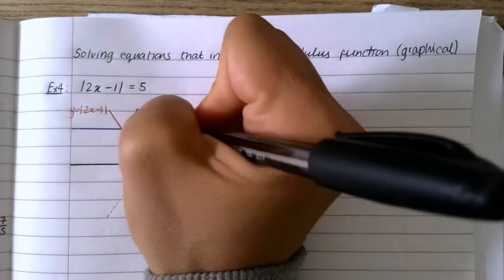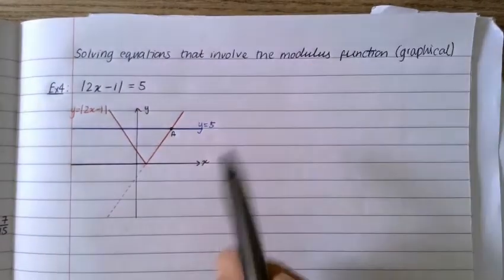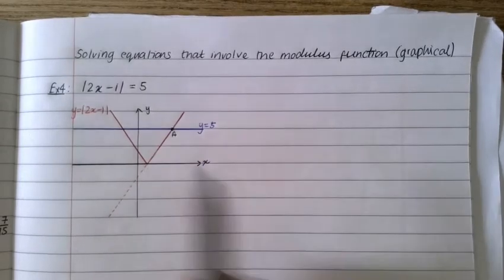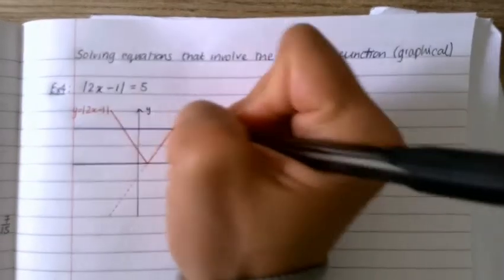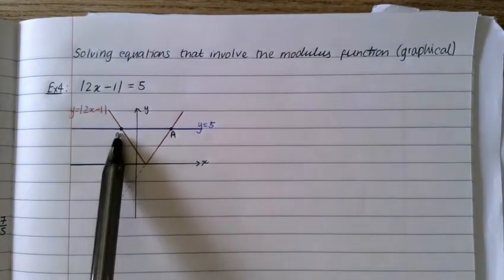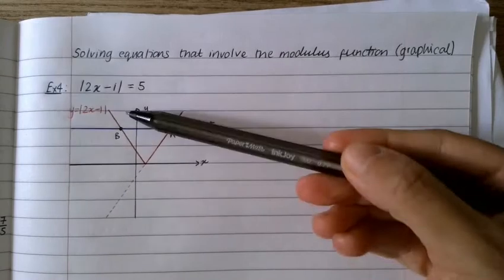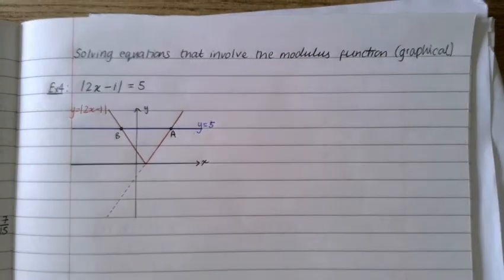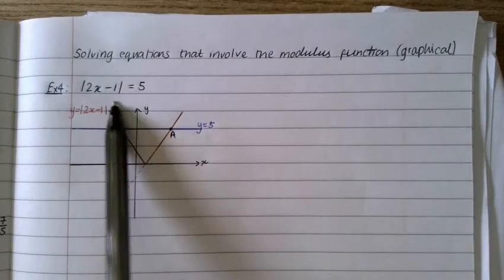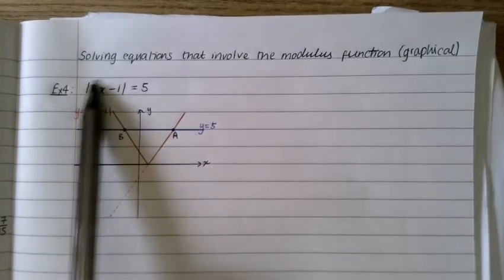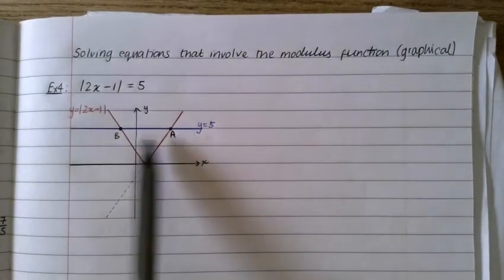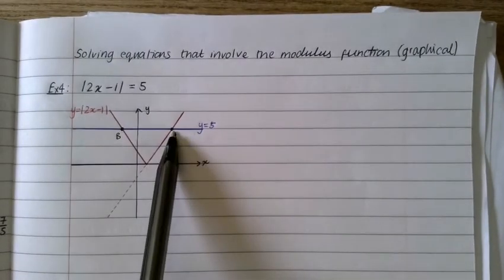So here's our first one, where y equals 5 intersects with just the normal part of the graph y equals 2x minus 1. And we've got this other intersection point, which I'll label B, where y equals 5 intersects with the reflected part of the graph. Now, solution. So we're trying to solve this equation. We're trying to find values of x that this equation is satisfied for. And we can see that we should be getting 2 solutions to this problem.